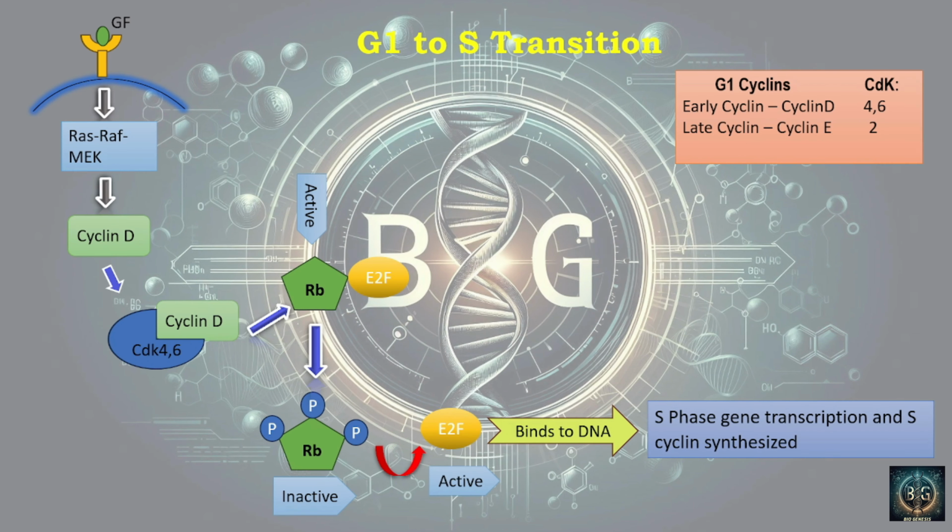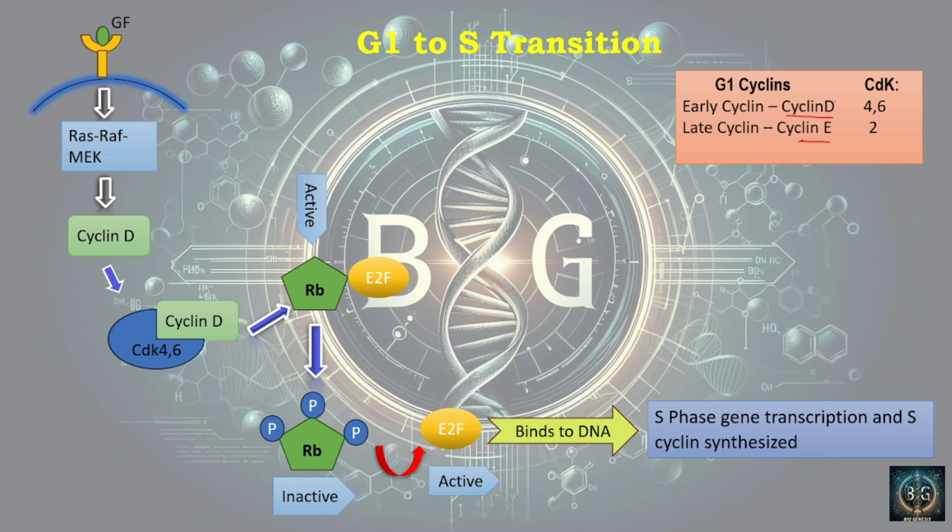In G1 to S transition, when cell completes its different events in G1 phase and it is ready to enter next S phase, then different cyclins and CDK proteins help the transition process. In G1, cyclin D acts as early cyclin and cyclin E acts as a late cyclin by binding to their respective CDK.